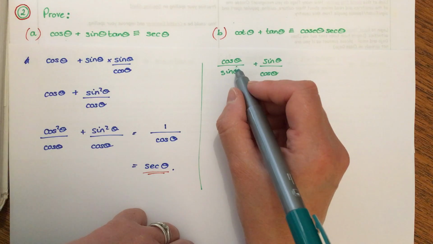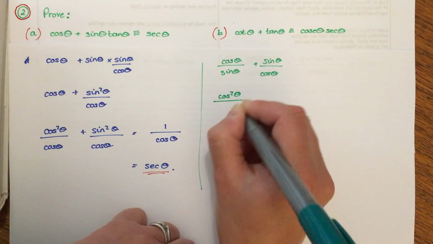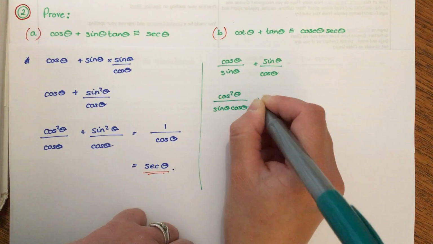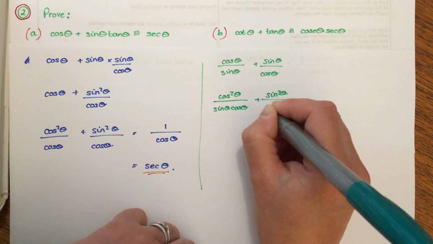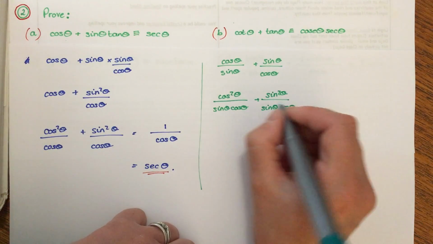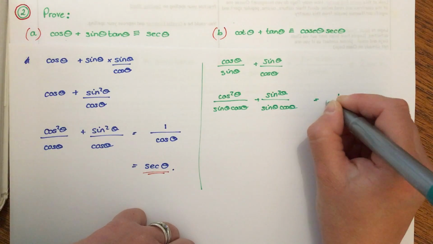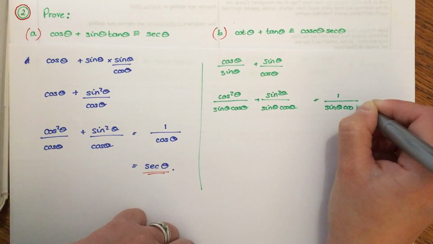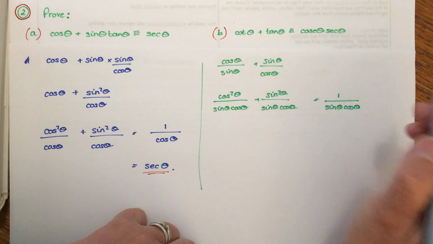sine theta. So I'll be ending up with cos squared theta over sine theta cos theta. On this side, I'll be ending up with sine squared theta over sine theta cos theta. So I've got a common denominator here, so I can add the numerators. We know that cos squared plus sine squared is 1, so I'm left with 1 over sine theta cos theta, which is near to this, because cosec is 1 over sine and sec is 1 over cos.